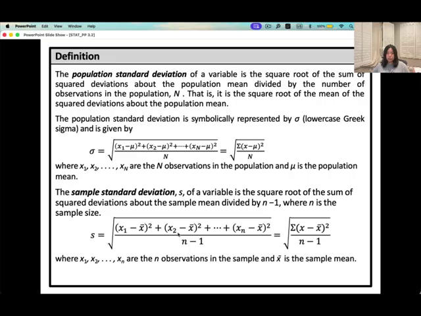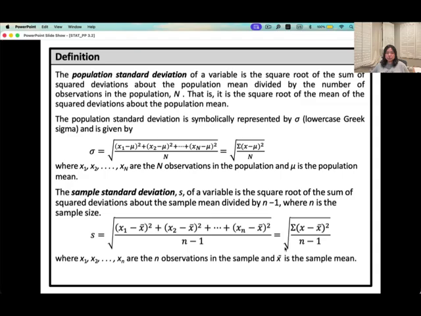Formula is pretty similar. Only difference is population standard deviation will be using N, the capital letter N, divided by the N only. But for the sample, that will be divided by the lowercase letter n minus 1. Okay, so you can see the answer will be different for the population standard deviation and the sample standard deviation. So this is the formula for the sample standard deviation.